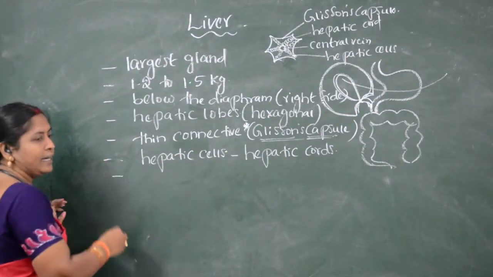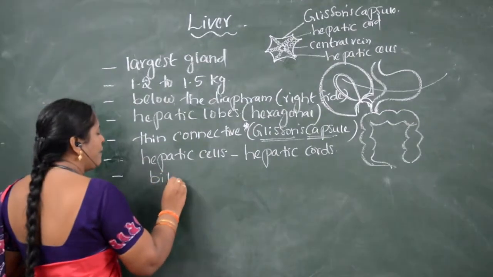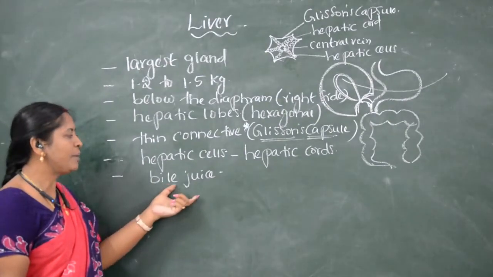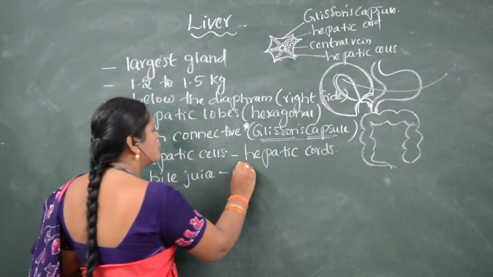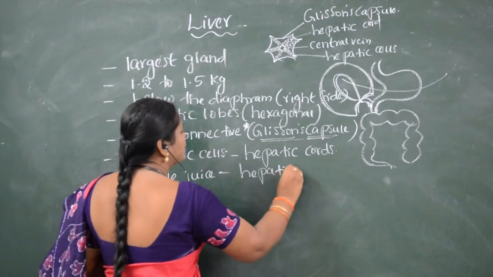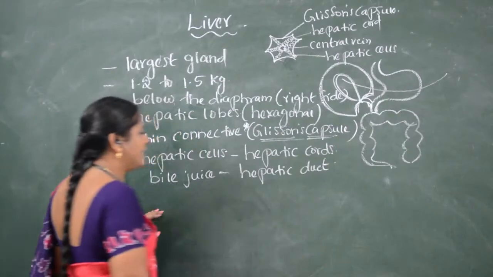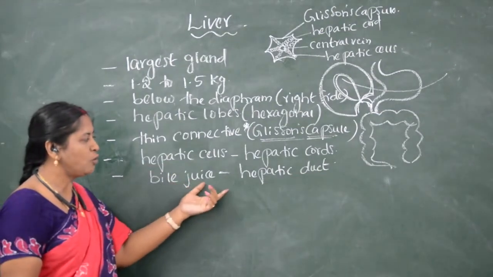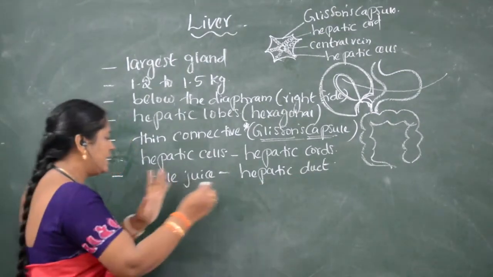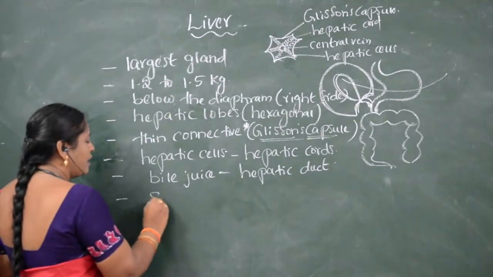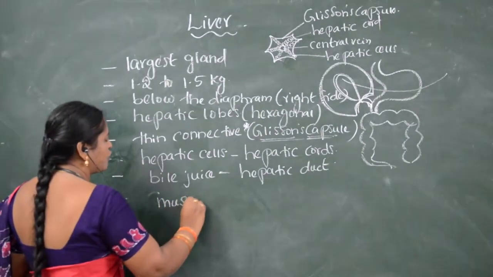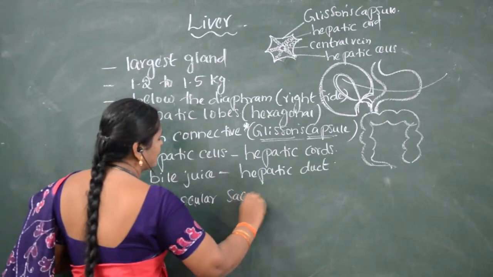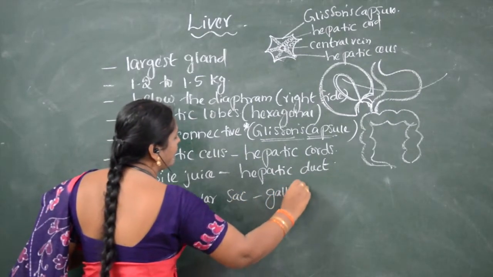Hepatic cells secrete bile juice. The bile juice which is secreted by hepatic cells comes out through hepatic ducts. The bile juice coming out through hepatic ducts is stored in a small muscular sac-like structure called the gallbladder.